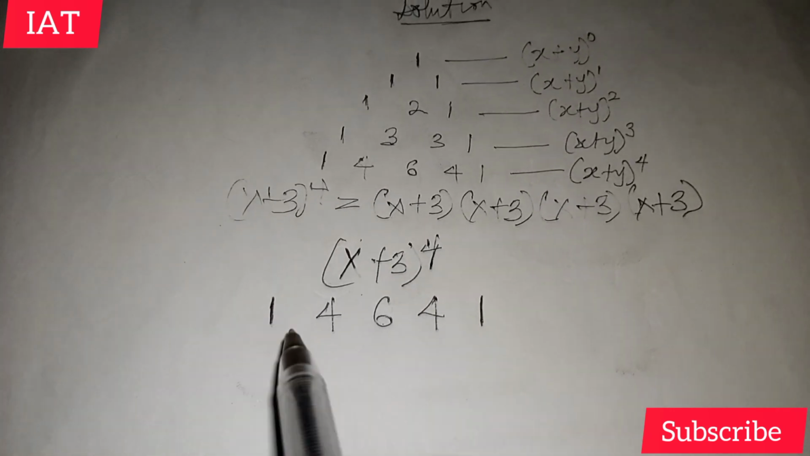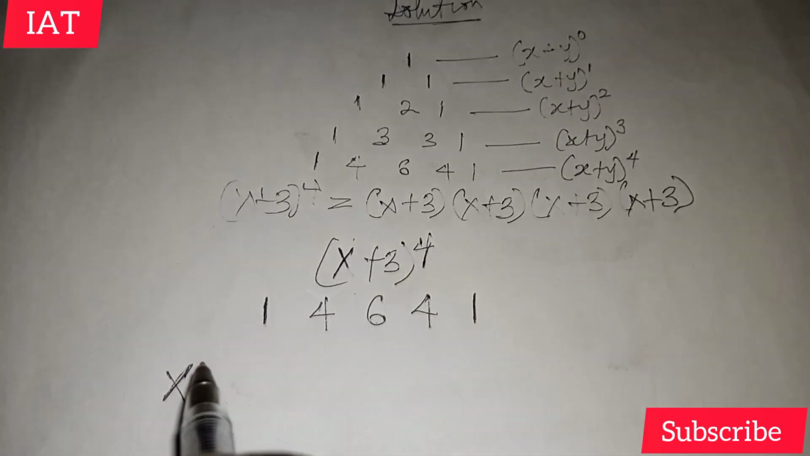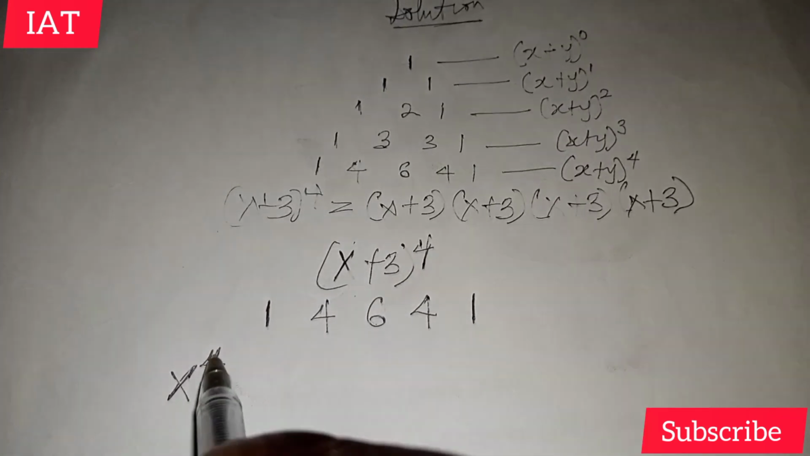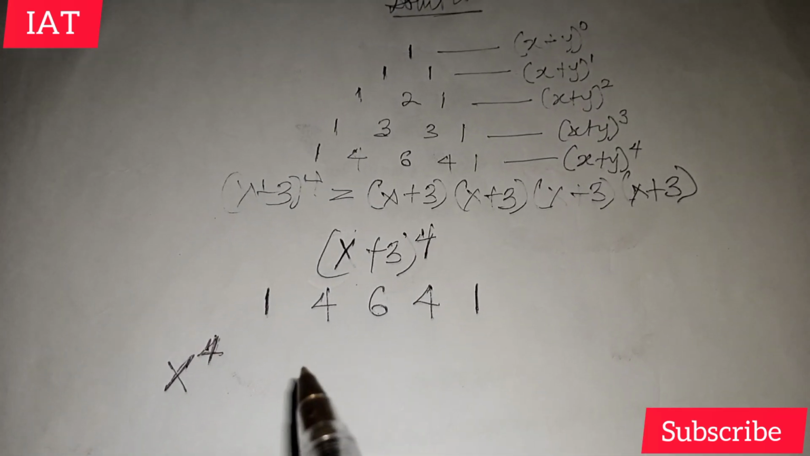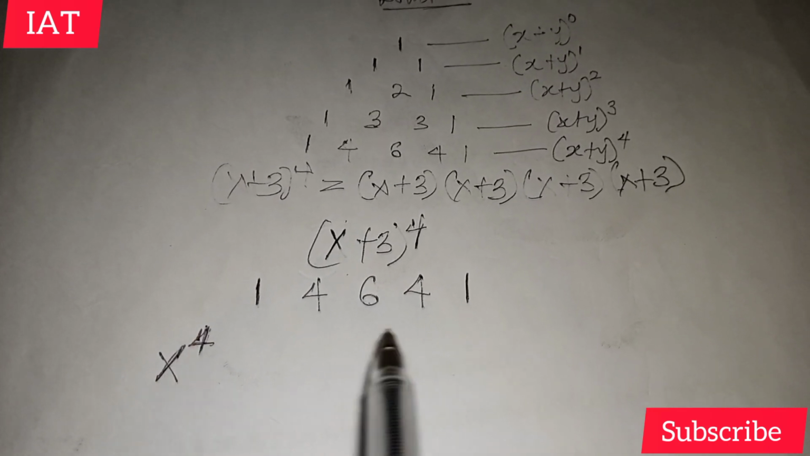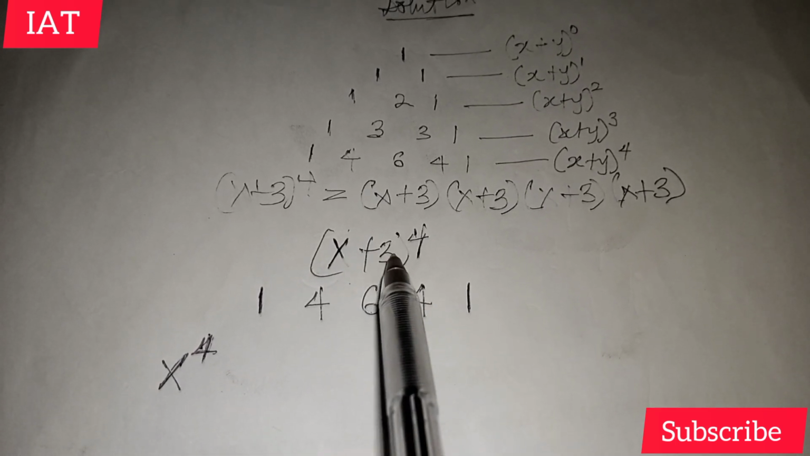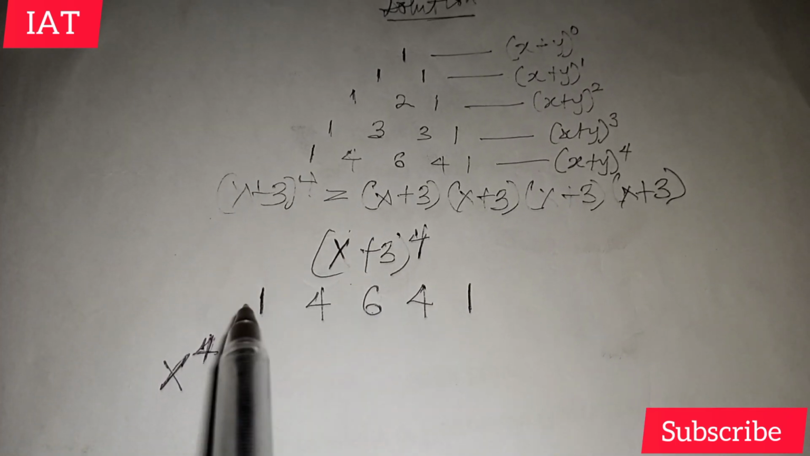I will say 1 times x, and that will give me x, and I will raise it to the power of 4. Keep in mind what you should be doing. You're going to use your hand to fill it. The power of this x will be reducing. It will reduce from 4 to 0, whereas the power of this 3 will be increasing. Power of x will be decreasing.